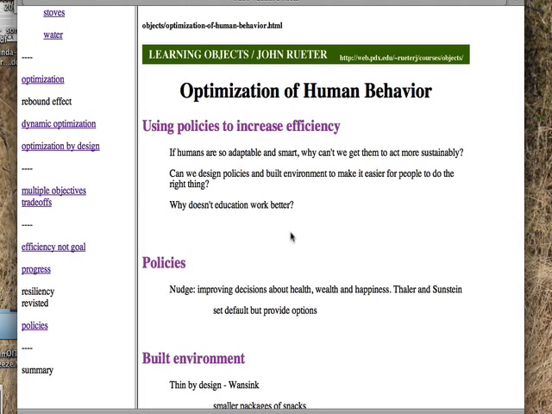Finally, we often talk about design for efficiency and optimization, but we can also use policies to increase the efficiency of human processes. The question is, if humans are so adaptable, why can't we get them to act more sustainably? Why can't we design policies and equipment that make it easier for people to do the right thing rather than be wasteful? And then, again, there's this underlying question about why education doesn't work better. We often say that in order to get people to do things better, they just need to be more educated. Well, there's a fallacy there that I'm going to point out.